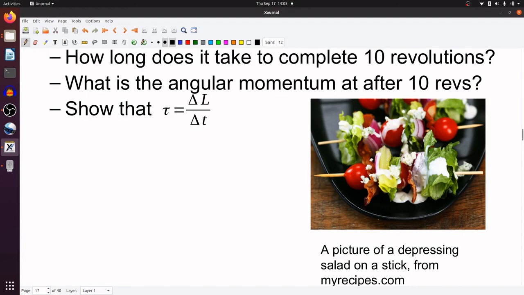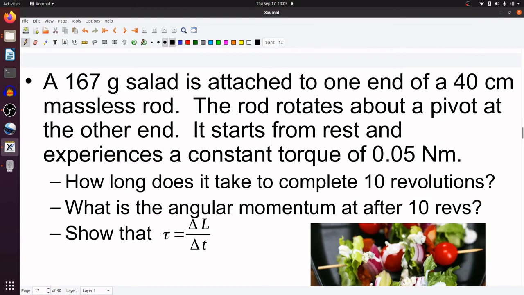But anyways, let's say you have a salad on a stick, because you do. It's 167 grams, and it's attached to one end of a 40 centimeter massless rod. Not quite like that in the picture, but I'm taking some liberties.